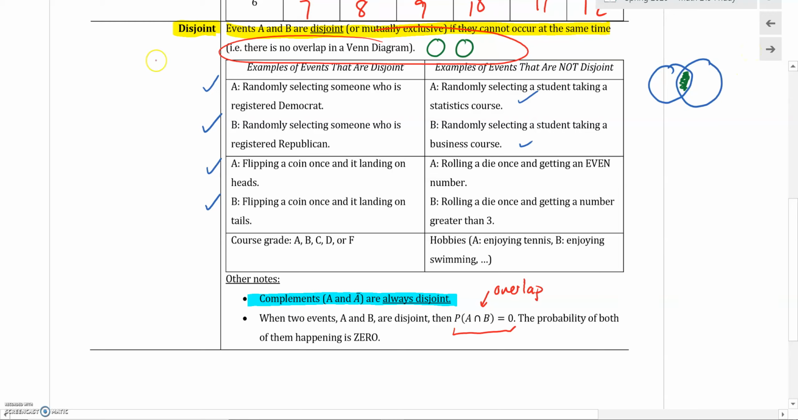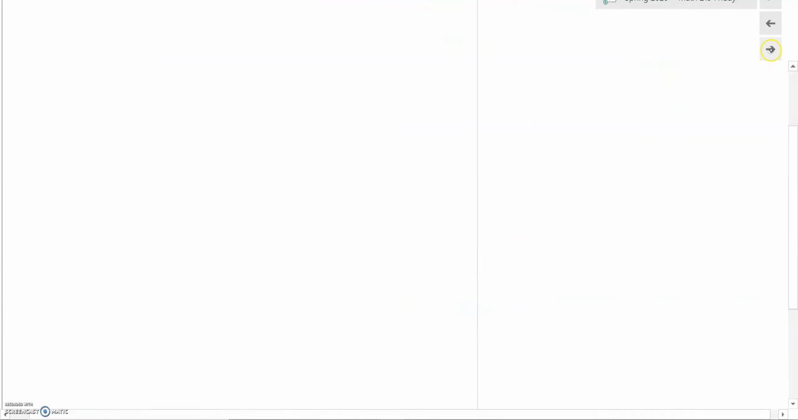Okay. I'm not going to ask for the definition of disjoint or to identify if things are disjoint, but where we need this is later, we're going to get some advanced probability rules that are going to help us do probability easier. And whether or not the events are disjoint or mutually exclusive is going to determine how we handle those rules.